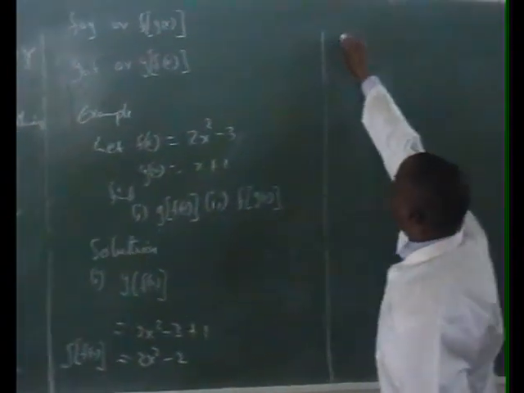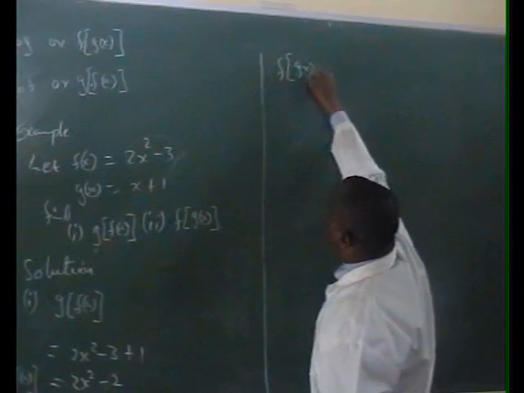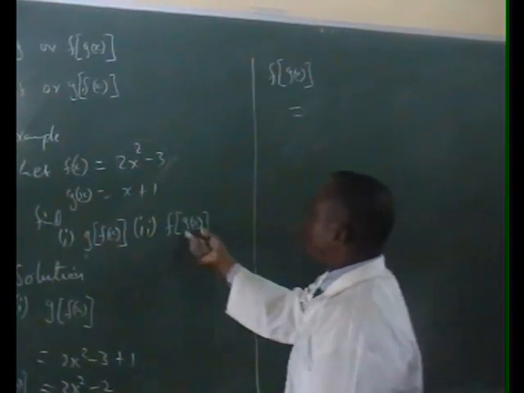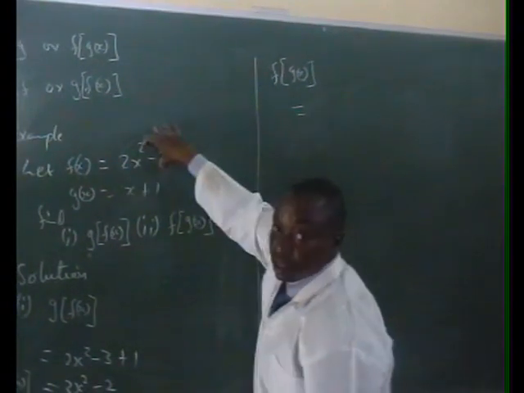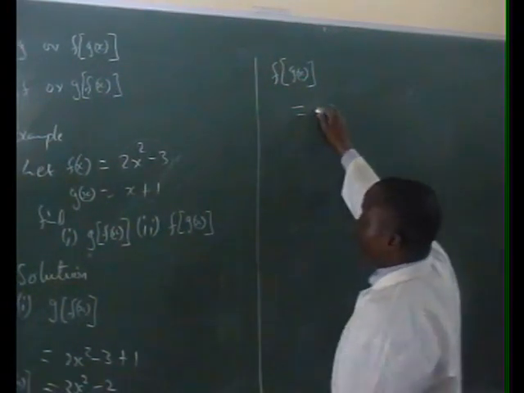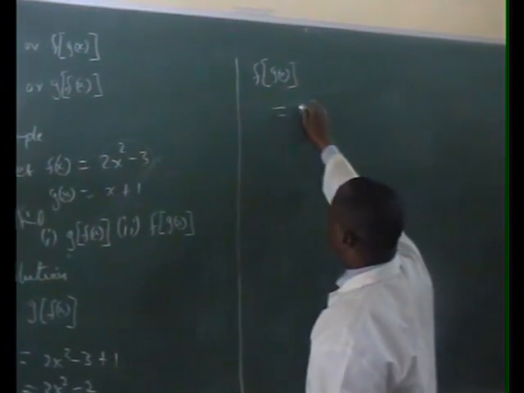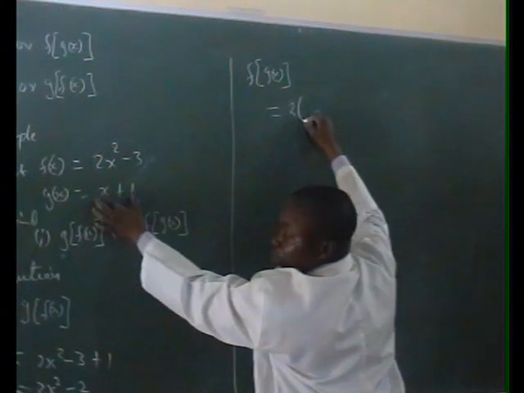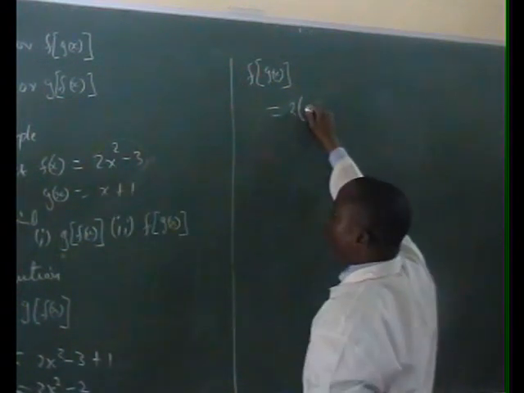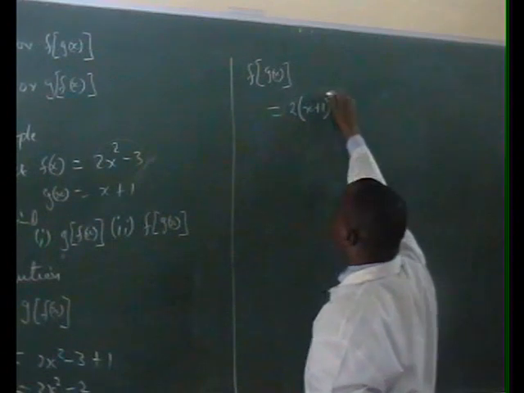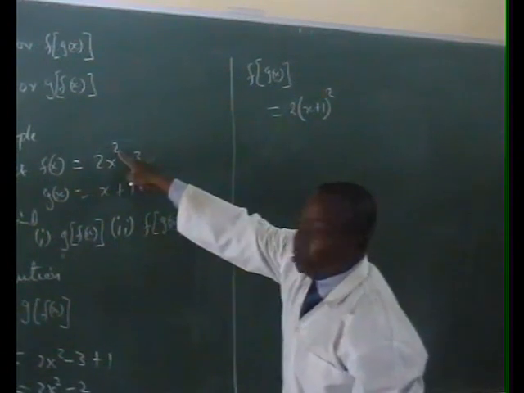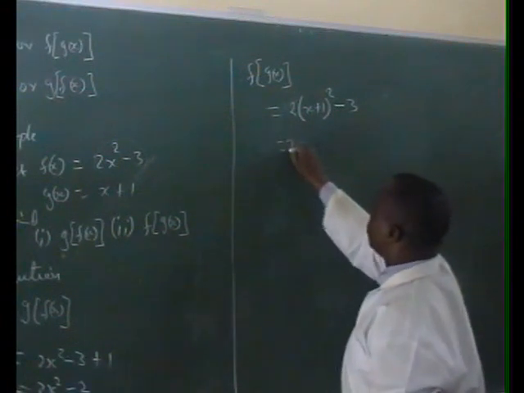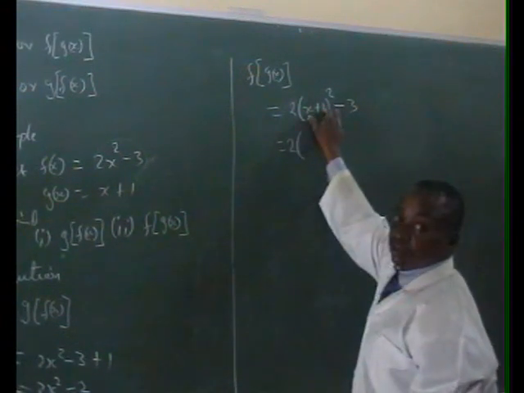We can also look at number 2, f composite g. So f composite g will be the same as taking g and putting it in f. So we know that f is 2x squared minus 3. In this place of x, I will bring g and fix it there. So I will have x plus 1 squared, then minus 3.